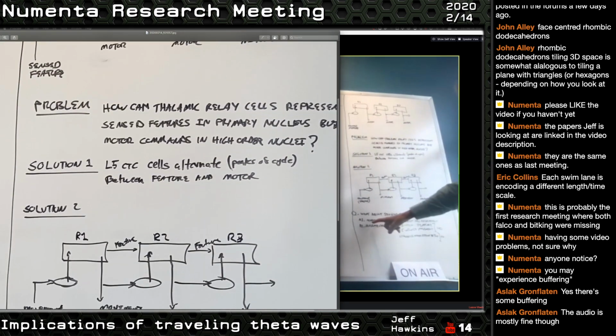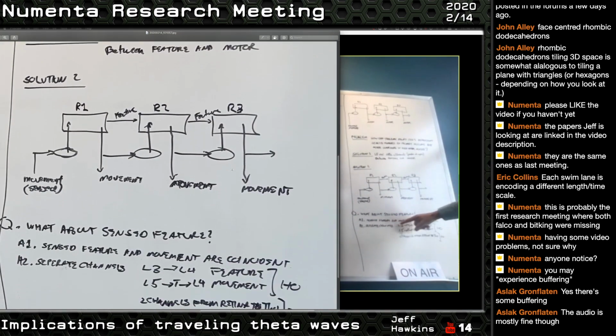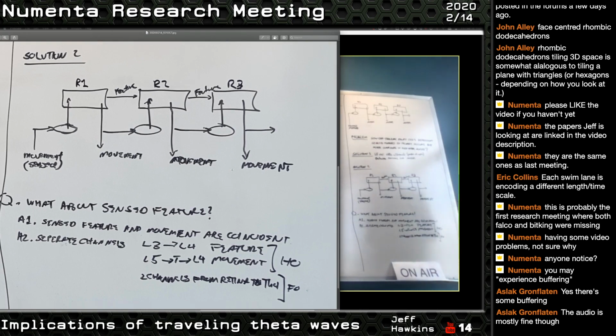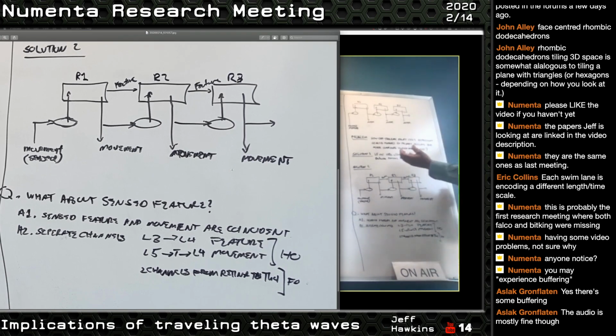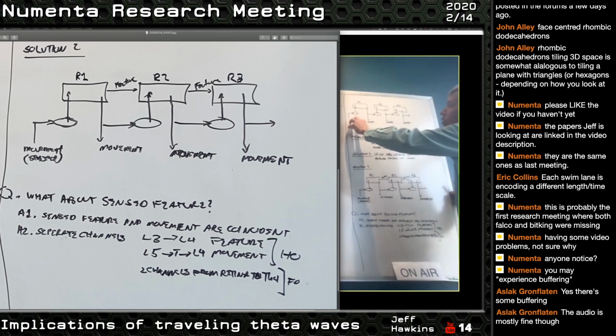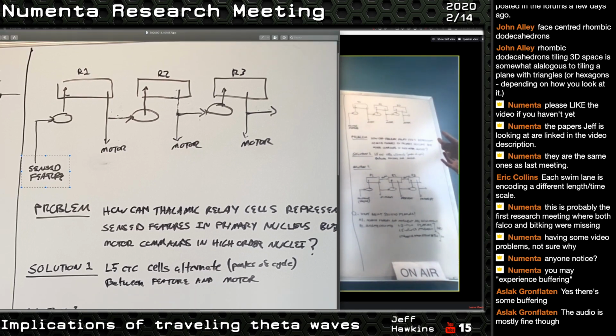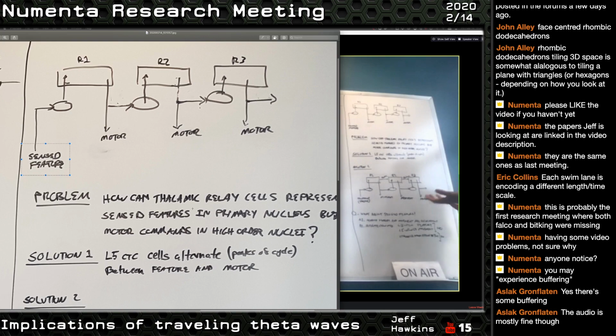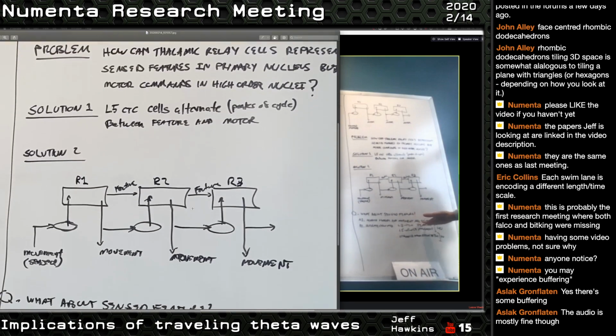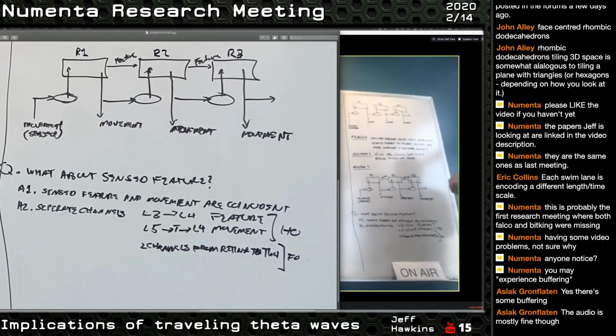So one possible answer is that the sensed feature and the movement are somehow coincident. I don't know what that means, but maybe there are multiple streams of data coming from sensory organs through the thalamus, and they're separated in the thalamus. I haven't looked at that data with the idea: could one be representing movement and one be representing some sort of more spatial feature?